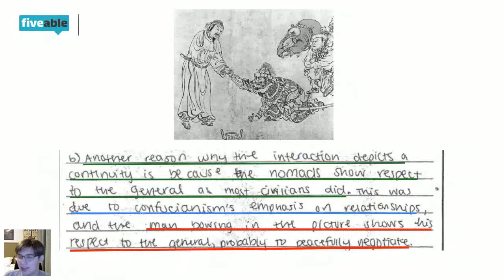Honestly, when in doubt, the answer is probably going to be trade. I'm not kidding. If you have to write something down and the clock's ticking and you don't know what you're writing, trade. Confucianism, honestly, I wouldn't have thought of this if this was my answer. I would have failed this one.